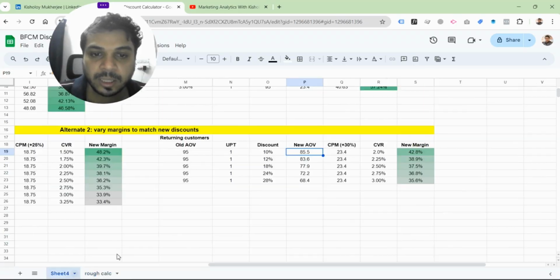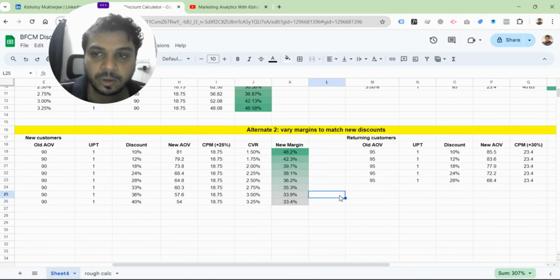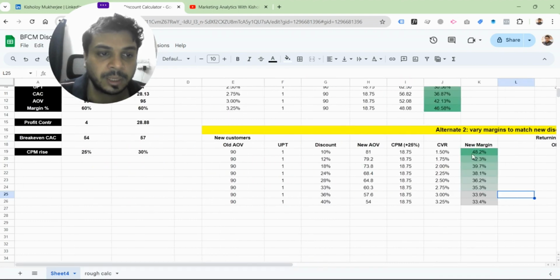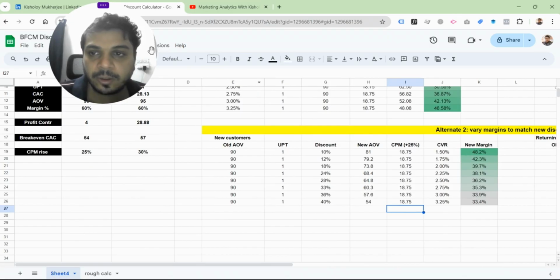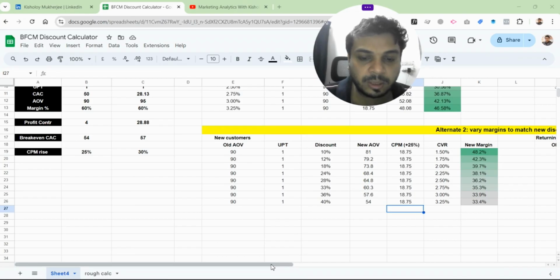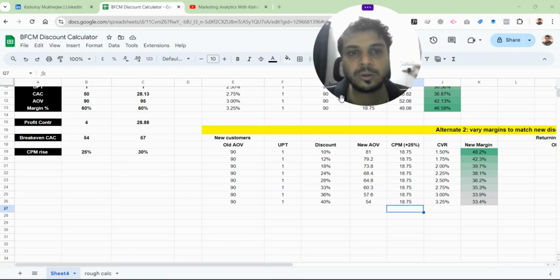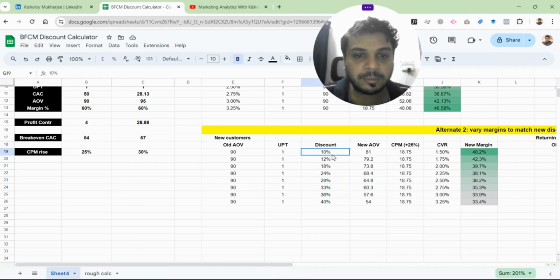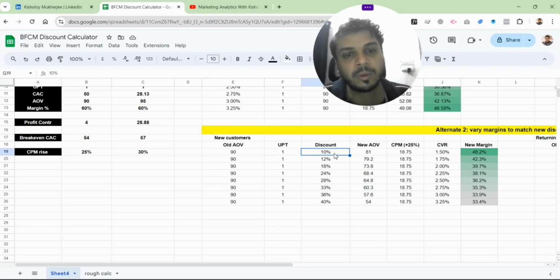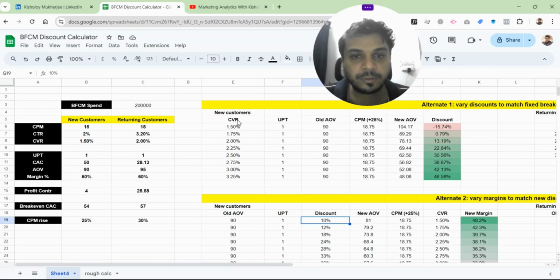So in case of new customers, it will be a 48% new margin, and in case of the returning customers, it's 43%. As you can see, the conditional formatting has been done in a way which gives a darker green value to anything with a higher margin. So obviously you would want to operate with higher margins, right? And again, this is very intuitive that as the discounts are getting bigger, you're basically able to operate at a much lesser margin here.